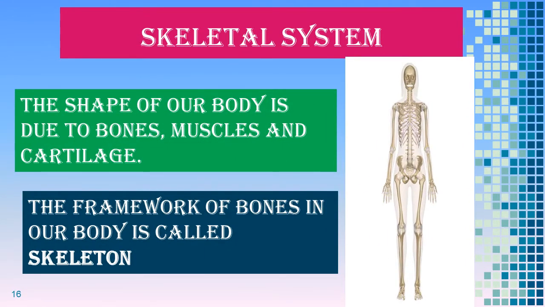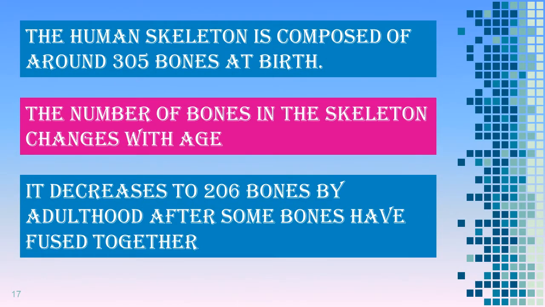As we all know, the shape of our body is due to bones, muscles, and cartilage. The framework of all the bones in the human body is known as the skeleton. The human skeleton is composed of around 305 bones at birth. The number of bones in the human skeleton changes with age. It decreases to 206 bones by adulthood after some bones have fused together.